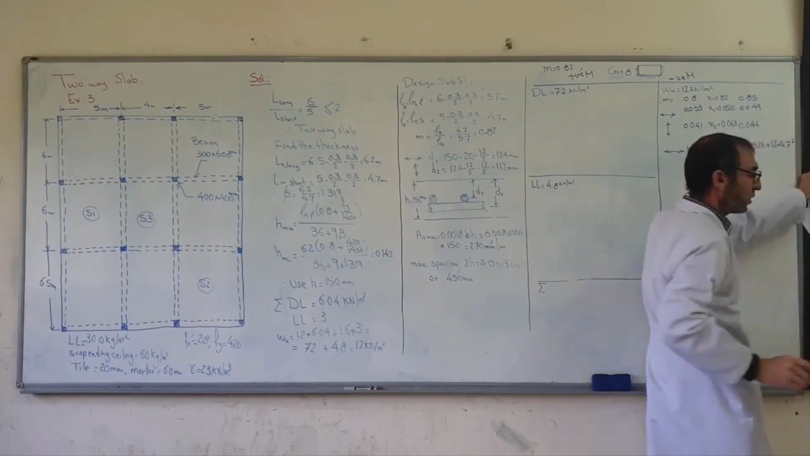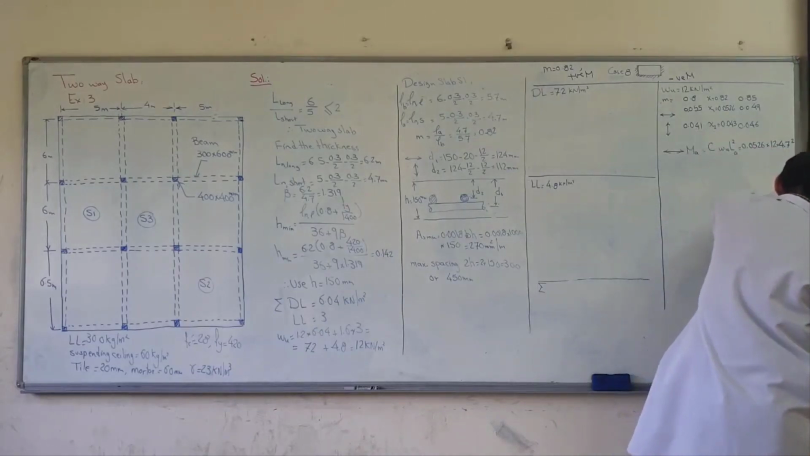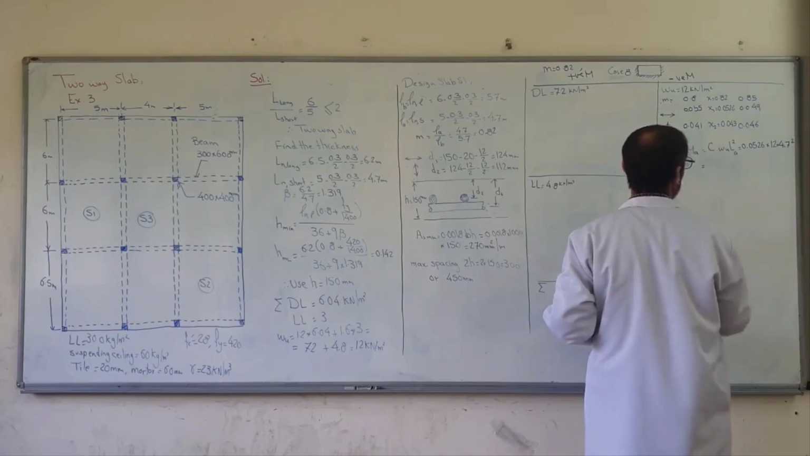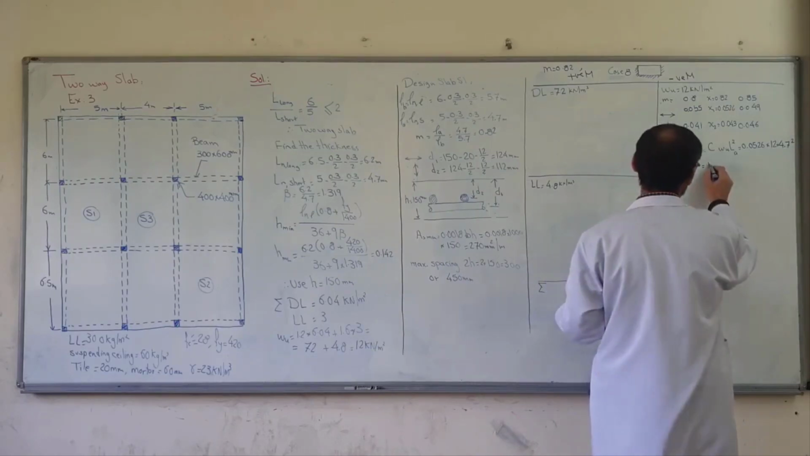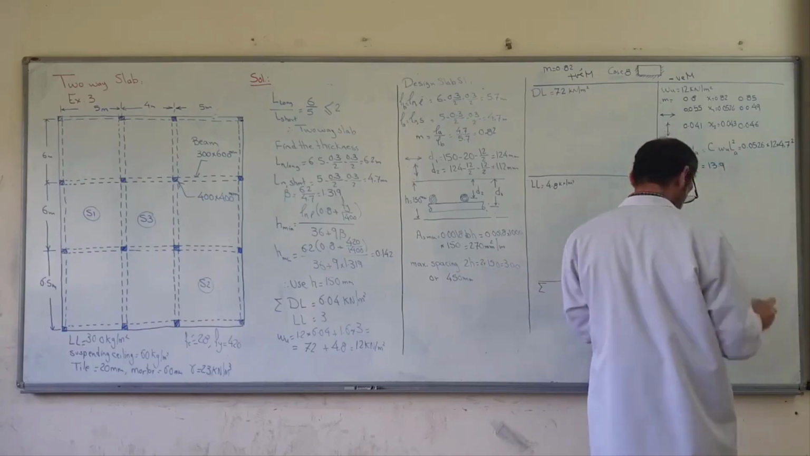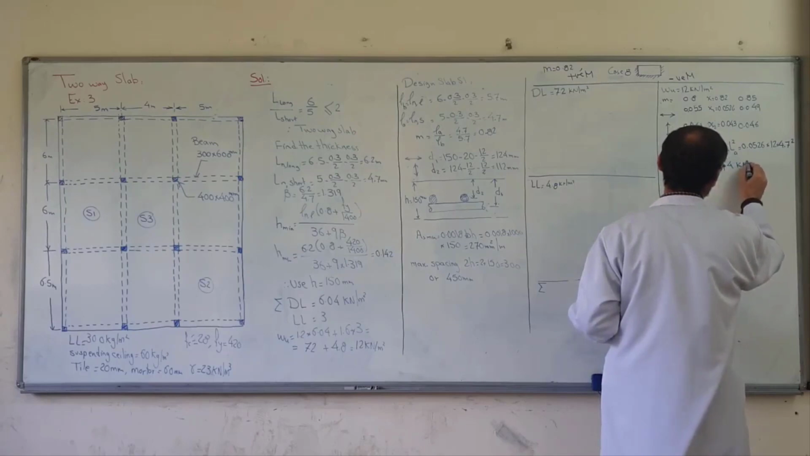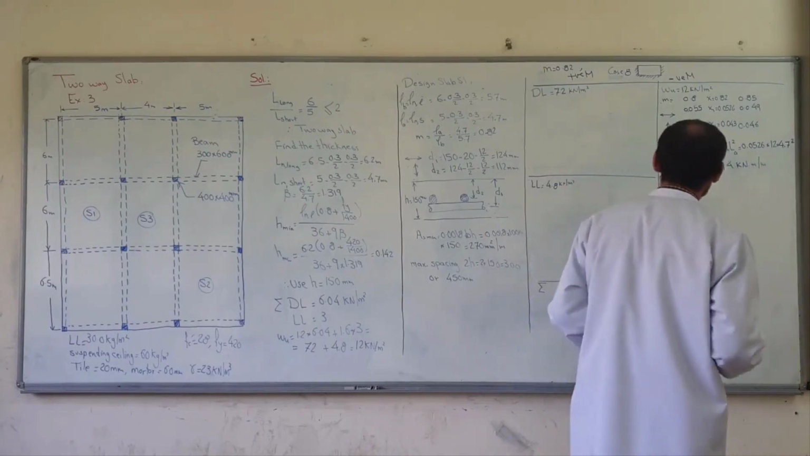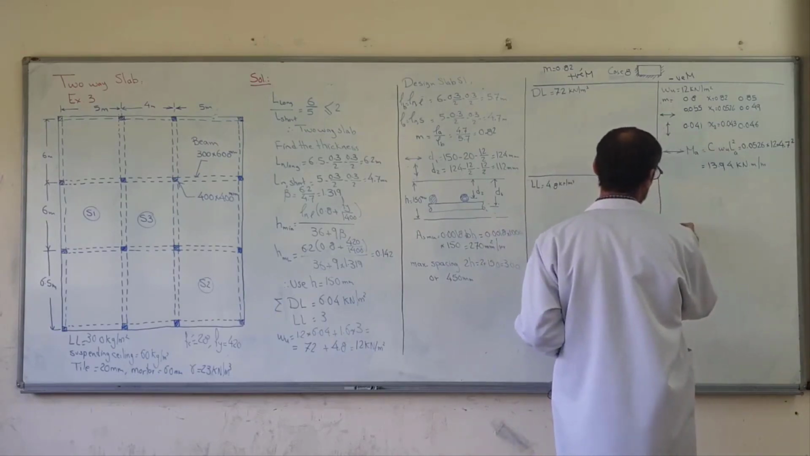12.7 square. And this is equal to 0.9 kilo Newton meter per meter, we take for each meter. Now I can also find the moment in this direction.